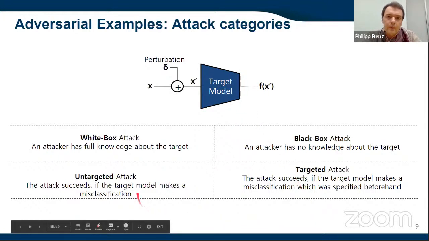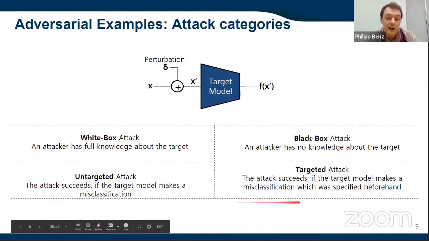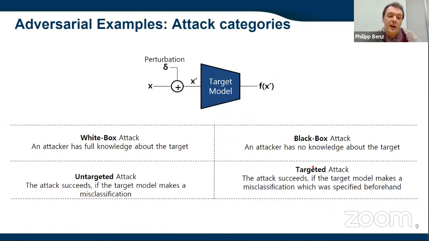And for the attack categories, we have white box attacks, where the attacker has full knowledge about the target model, but there also exist black box attacks, where the attacker has only limited knowledge about the model. And then we can also divide into untargeted and targeted attacks, where in the untargeted case, we really don't care to which class our adversarial example is misclassified, and in the targeted attack, we really care that we want to misclassify a sample as a certain class.